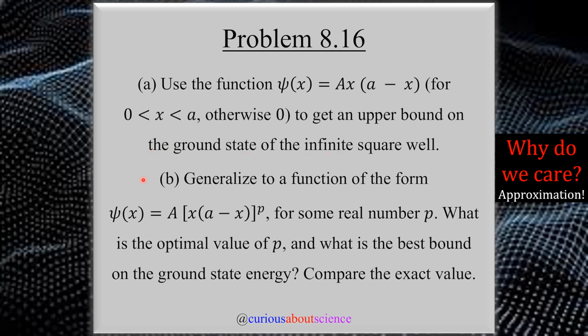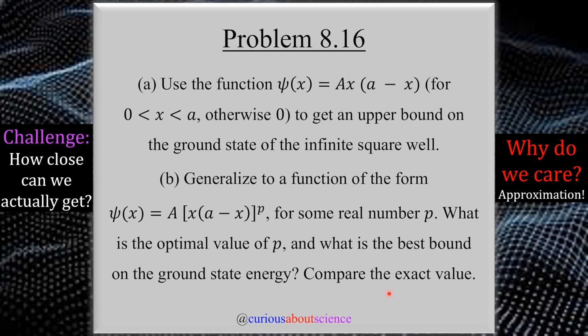Part B, generalize to a function of the form psi of x equal to A times [x (a minus x)] to the p power for some real number p. What is the optimal value of p? That's such a good question. And what is the best bound on the ground state energy compared to the exact value? Oh, this is going to be so fun.